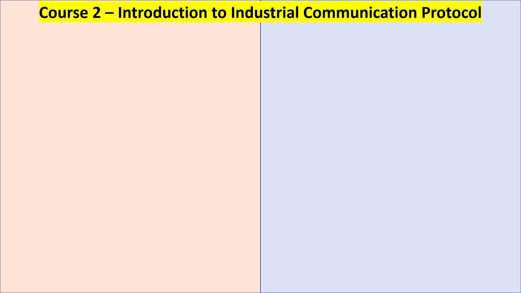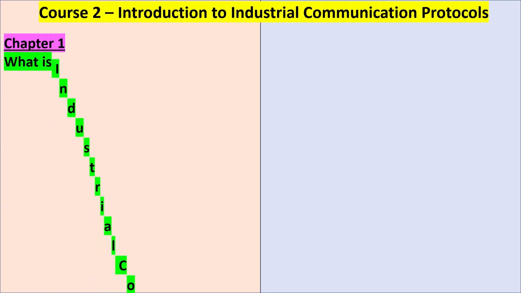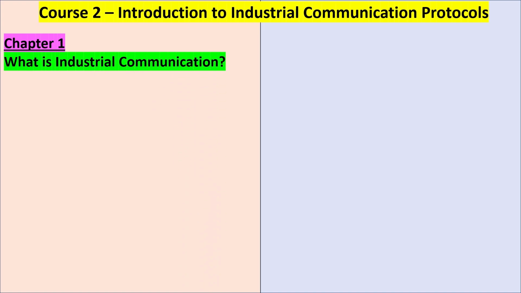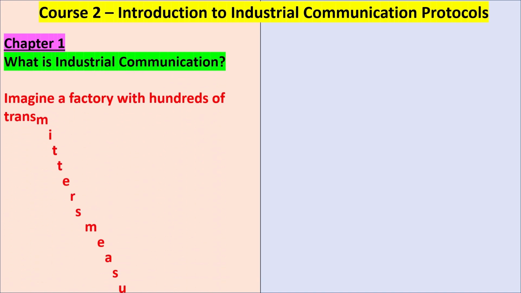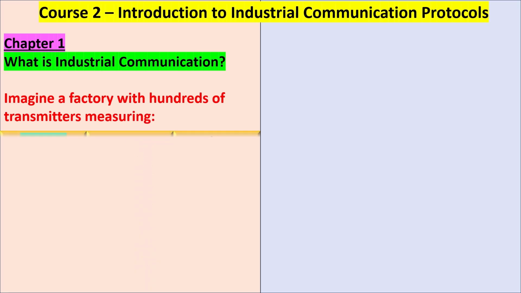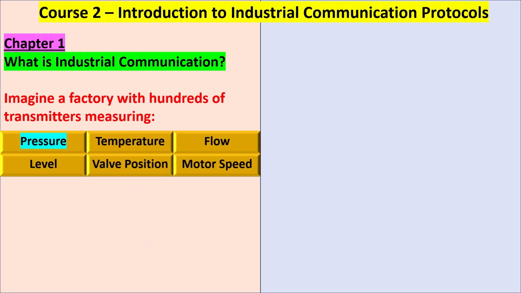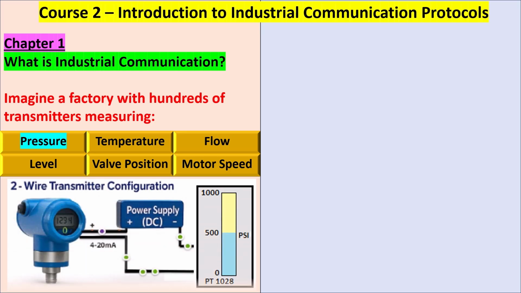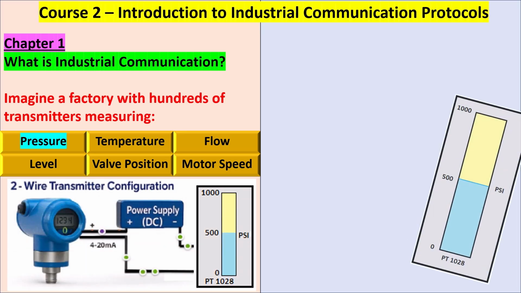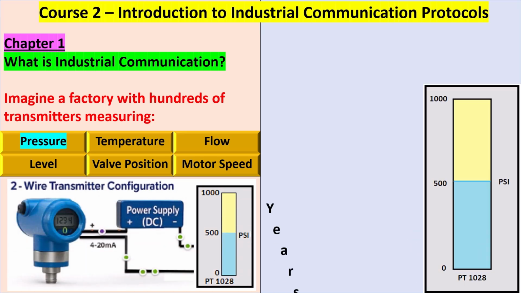Course 2, Introduction to Industrial Communication Protocols. Chapter 1. What is industrial communication? Imagine a factory with hundreds of transmitters measuring pressure, temperature, flow, level, valve position, motor speed. There you can see a two-wire transmitter configuration and a display of the instrument.